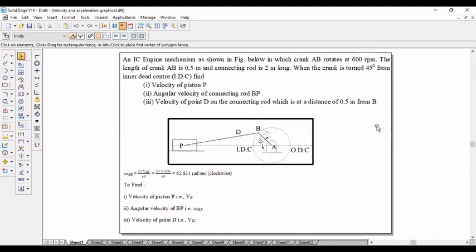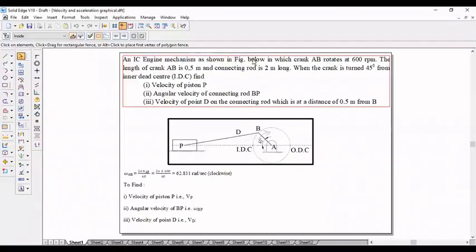In the last lecture, Shashikumar sir has already explained how to construct the configuration diagram and, with respect to it, the velocity diagram. In this lecture, I'll just take a new question and solve this problem. Here they are given an IC engine mechanism.